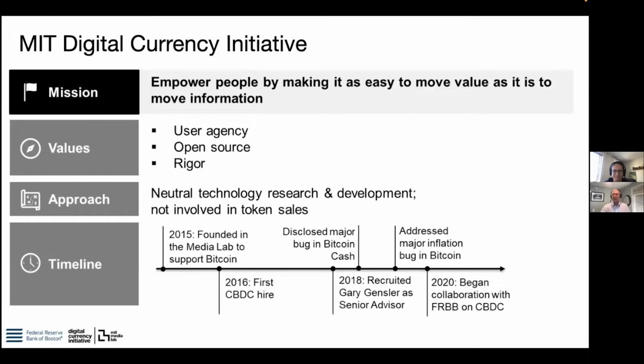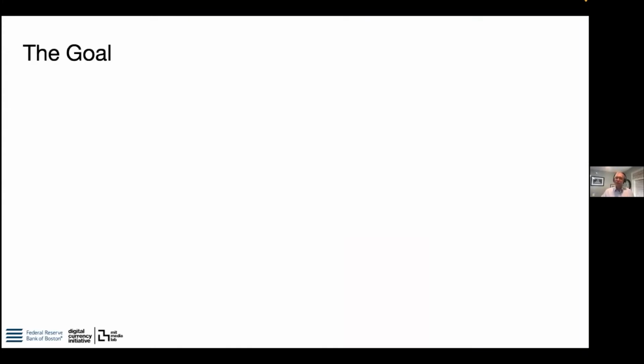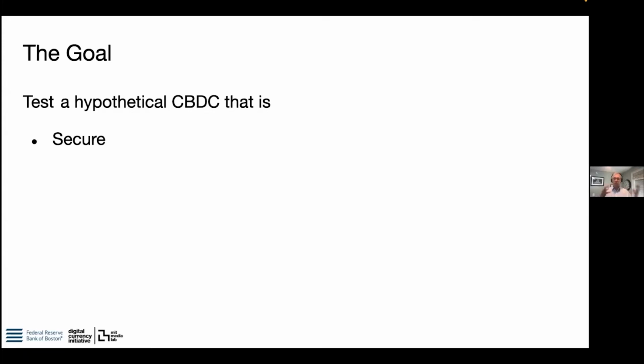Thank you very much, Neha. That's great framing. Let me move on. Okay, so let's step to an overview of the project, OpenCBDC. I'll just give a general overview here. So the goals that we set for this project are pretty nebulous. They're not very exact. We wanted to test a hypothetical central bank digital currency platform that is, of course, secure. What does that mean?